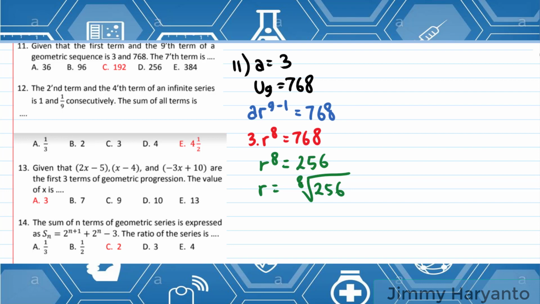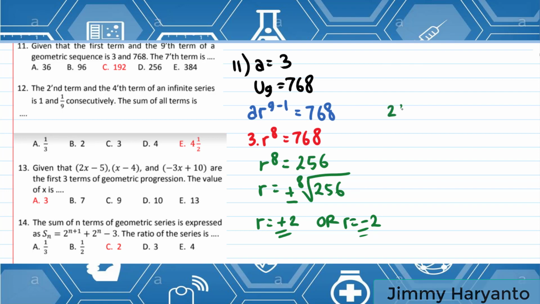Okay, there is a trick for this one. If you find the root is even, meaning 2, 4, 6, 8, 10 and so on, you have to put plus and minus in front of it. If the root is odd, you don't have to put plus minus. So the ratio will be r equals plus 2, or r equals negative 2. Sir, how do you find plus 2? How do you get negative 2?